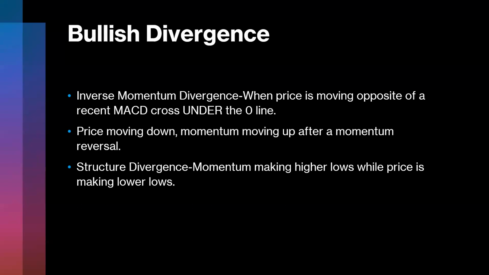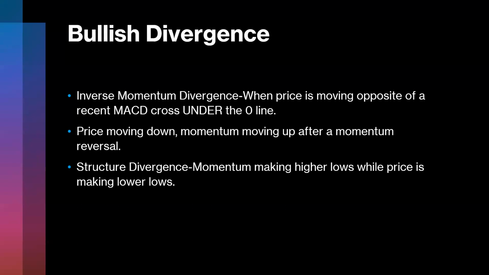The second type of divergence is structure divergence, which is momentum making higher lows while price is making lower lows. So basically, you have price find a bottom. Let's just talk about a cipher pattern. Most of you guys know what a cipher pattern is, where the C point is lower than the A point on a W. At the A point, you get the bottom, and so the momentum curls there. And then the C point is lower in price than the A point, but the momentum at the C point is higher than at the A point. This creates a divergence.